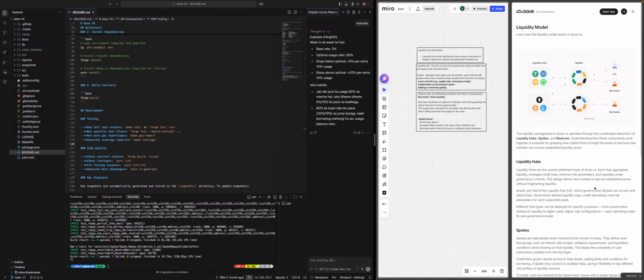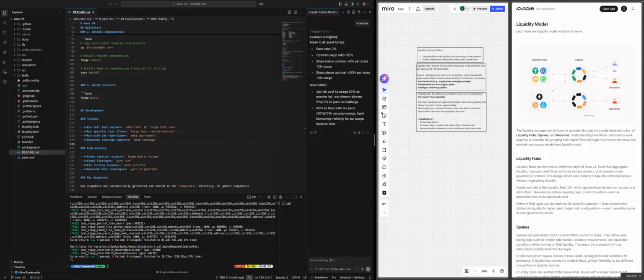Okay, assets are held. Okay, let's write this down. Assets are held in liquidity hubs, which govern how spokes can access.